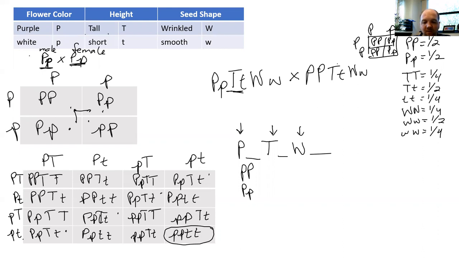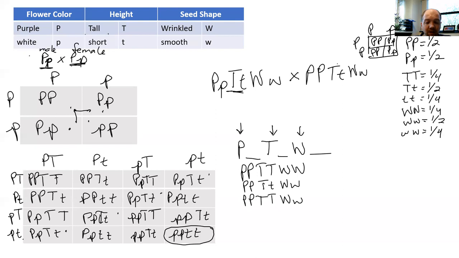So let me go back here. Let's start with the big P. If you are big P, big T, big W, you're going to have those traits. You're going to be purple, tall, and wrinkled. But you could also be big P, big T, small t, big W, small w. That would give you the same phenotype. Or you could be big P, big T, big W, small w. All three of those would give you the same phenotype, even though they're different genotypes.